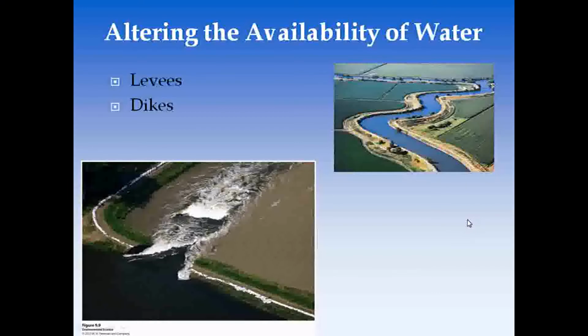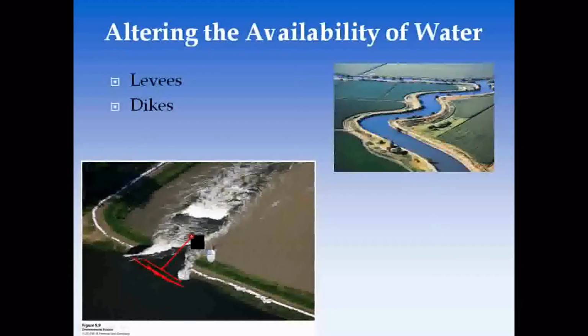All right, so this is all about altering the availability of water. Let's start with some human created devices. These devices are used to hold water back. The two pictures that you see here are of levees. This first picture, in your book, is of a levee that did not hold up against the pressures of the water, and as a result the levee broke and all of this river water is rushing in and flooding this field. You can see that happening here.